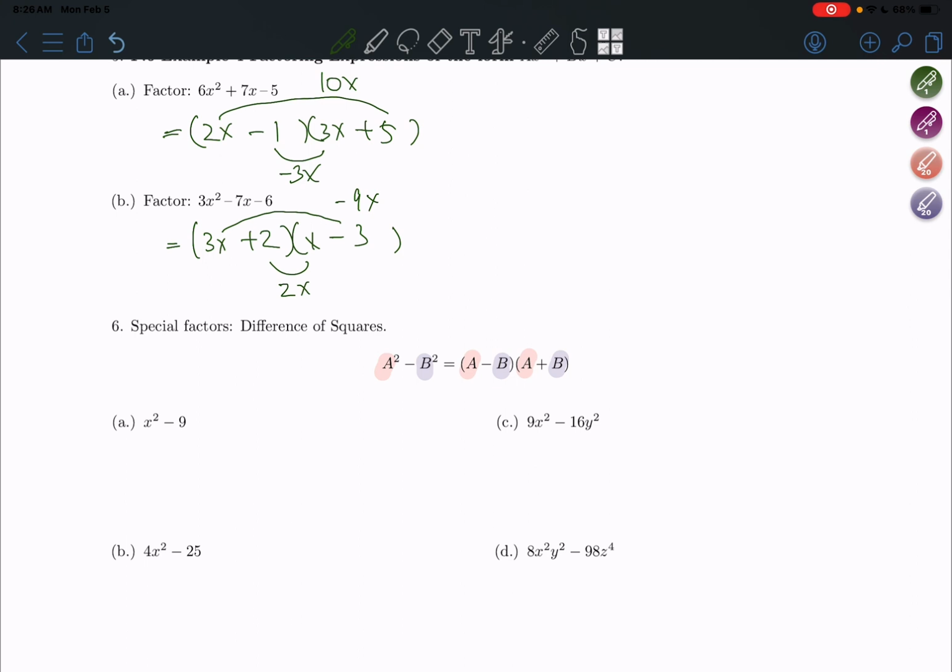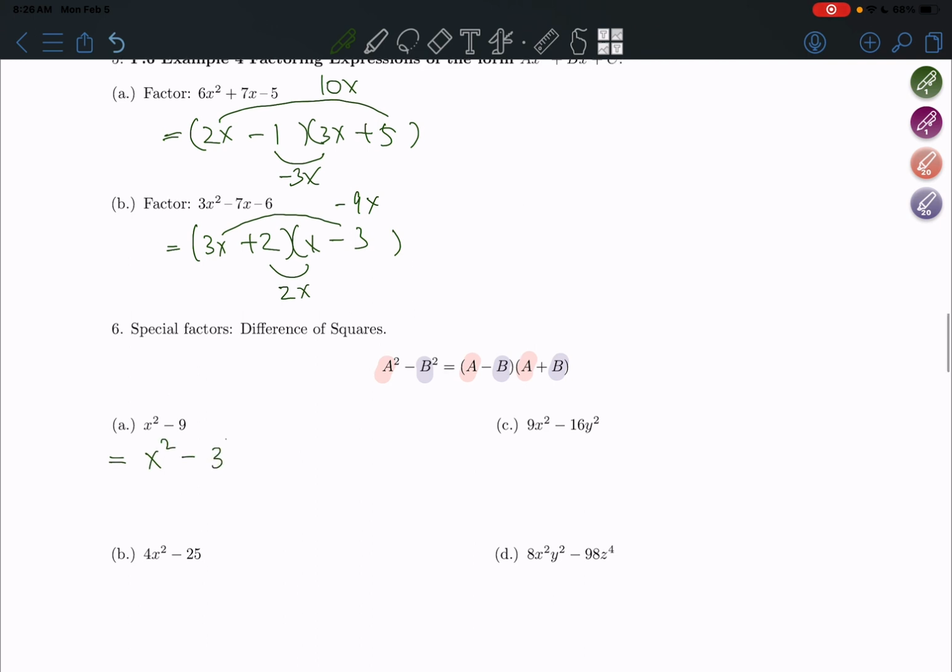So let's quickly go through this example. So I got x squared minus 9, right? So I need to write that as square minus square. Well, that's pretty easy. So x squared is already a squared, but 9 is 3 squared. So I got x squared minus 3 squared. So that's my a and b. So the factor simply becomes x minus 3, x plus 3. So a minus b, and a plus b. Okay, that's all there is to it.